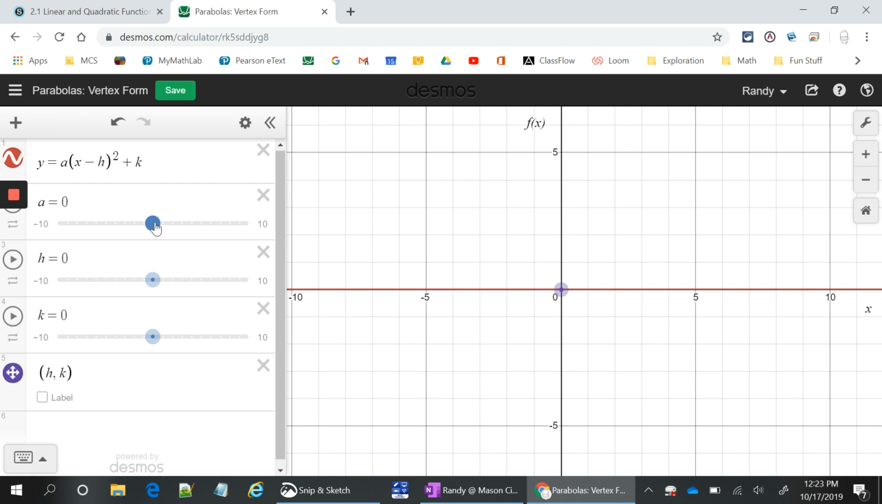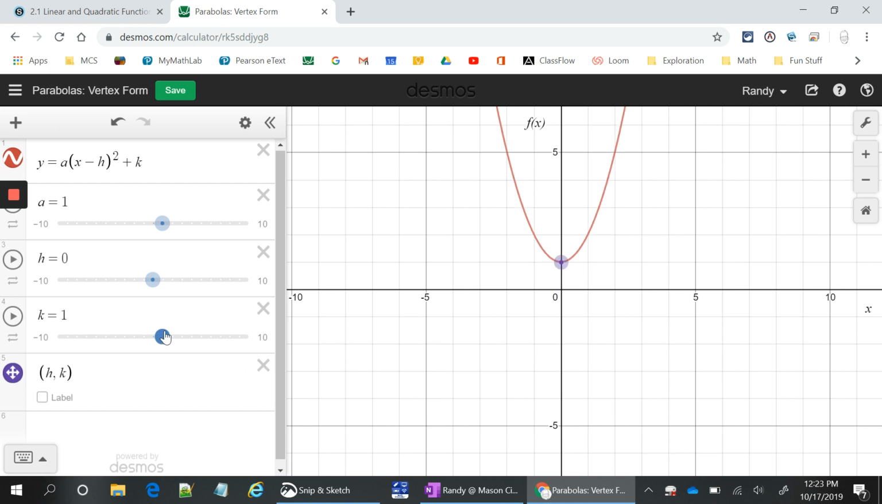a equals 0 is not a good number. a equals 1. Right? So what does the h do? Notice once again that I changed from an addition, adding to the input, to subtracting from the input. So now if I put in 3 for h, it's actually moving the graph to the right, the same number of units that h is. If I make h negative, it moves the graph to the left. Okay, so far so good. So let's make h 0 again.